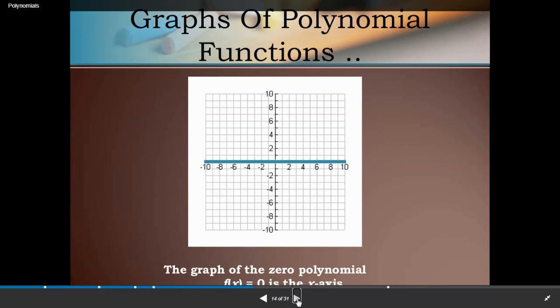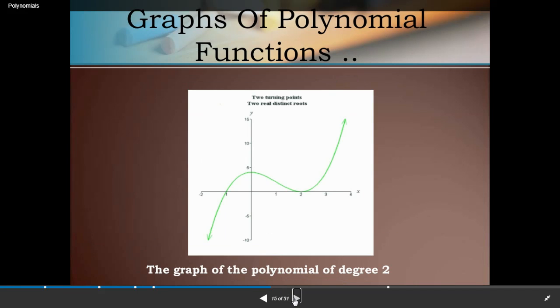Now the graphs of the polynomial. The graph of the zero polynomial f of x equals 0 is the x-axis itself. This is the graph of the zero polynomial. Graph of the polynomial of degree 2: this is the graph where the curve touches or intersects the x-axis at 2 points. This is called the graph of the polynomial of degree 2.